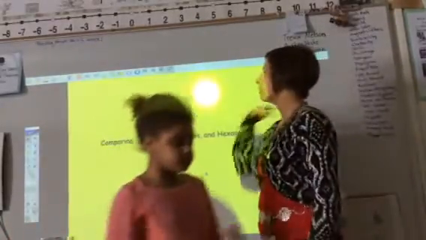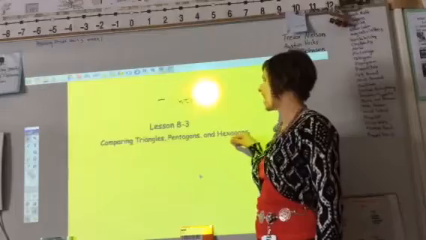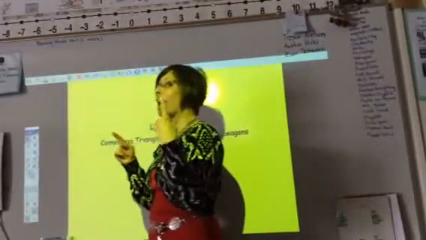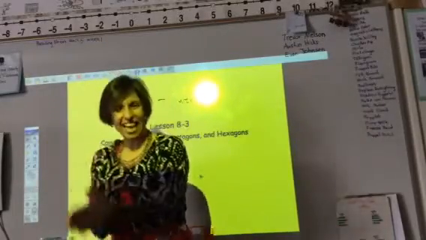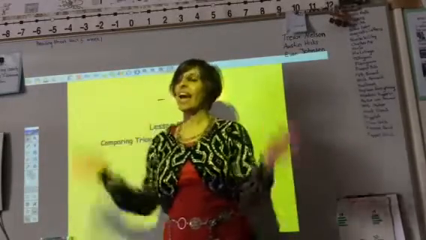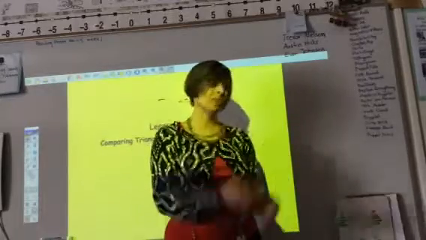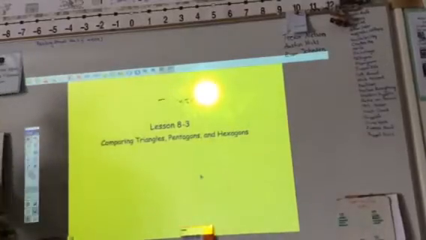Okay, so today we're going to compare our shapes. We're going to compare triangles to pentagons and hexagons and see what their differences are. What's that fancy A word we've been working on? 1, 2, 3? Attributes. Yes. Some of those attributes can be the same, and some are going to be different. We're going to be looking at their attributes, the things that make them the same or different.